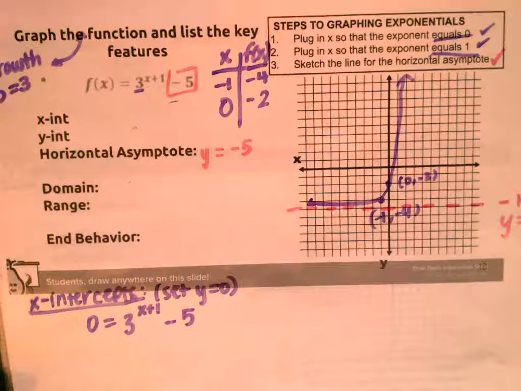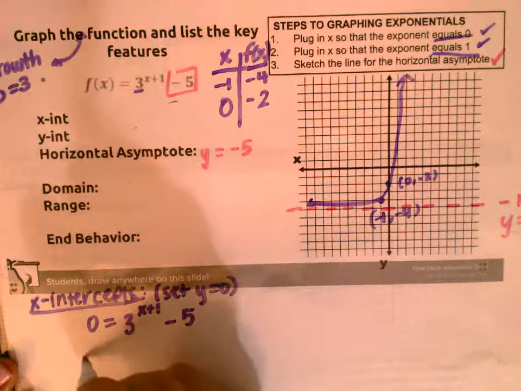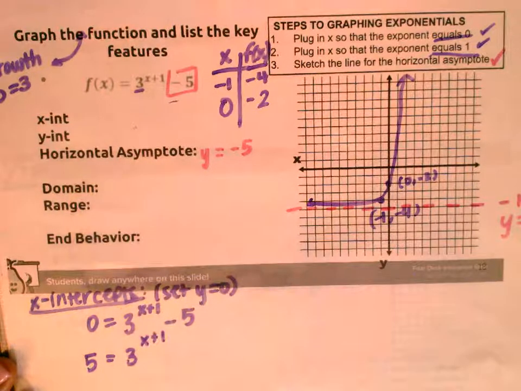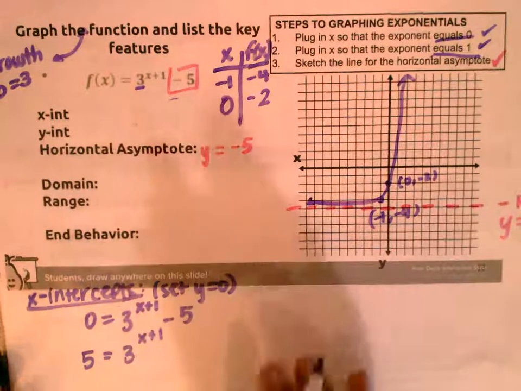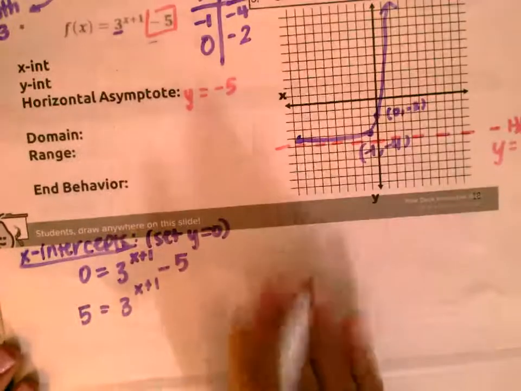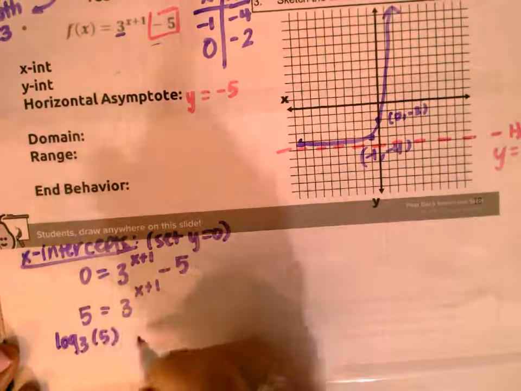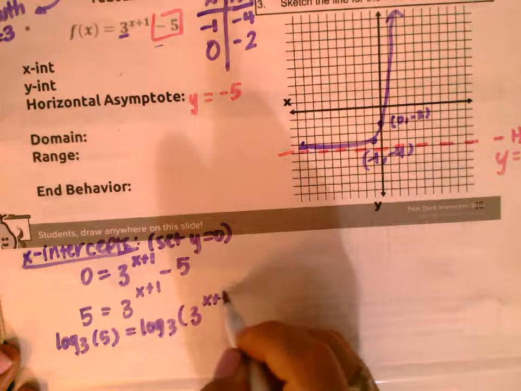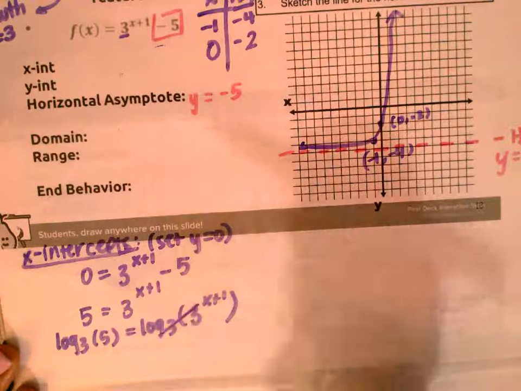Now, to solve this, I'm going to actually have to go back to my solving properties that we did last week. So I'm going to add 5 to both sides, giving me 5 is equal to 3 to the x plus 1. But remember, I want to solve for that x coordinate. So I'm going to have to take log base 3 of both sides. So I have log base 3 of 5 is equal to log base 3 of 3 to the x plus 1. And of course, logs and exponentials are inverses of each other.